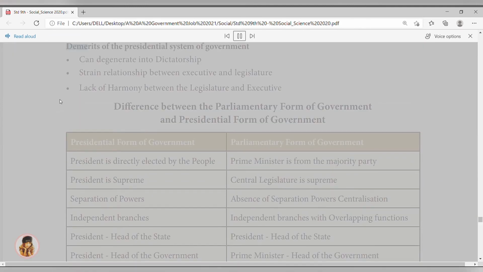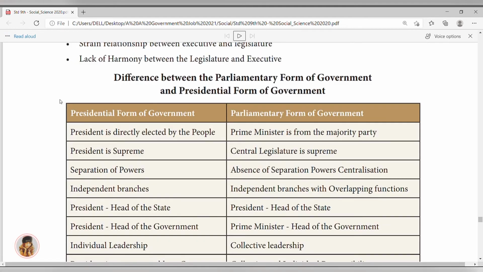Demerits of the presidential system of government. Can degenerate into dictatorship. Strained relationship between executive and legislature. Lack of harmony between the legislature and executive.